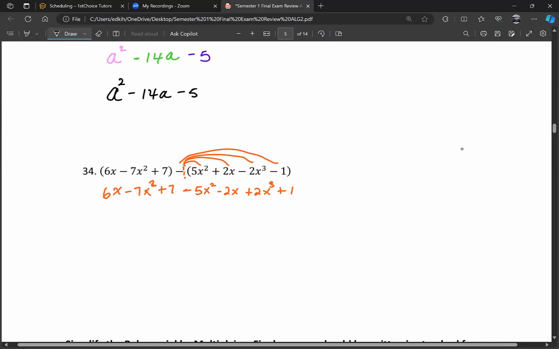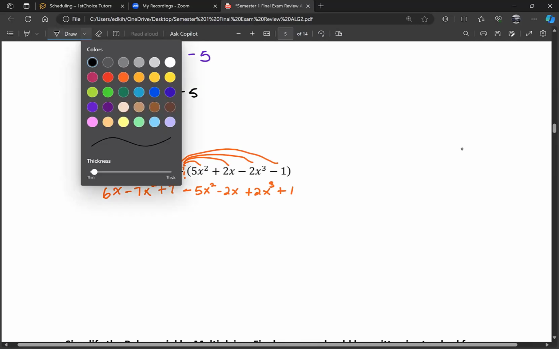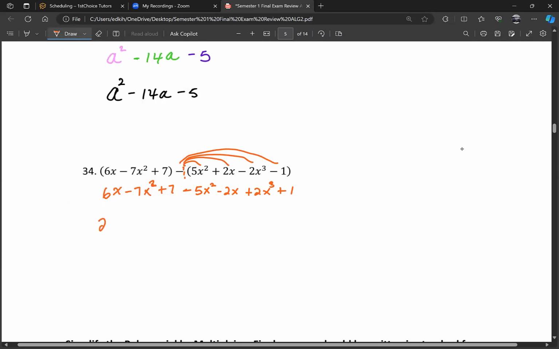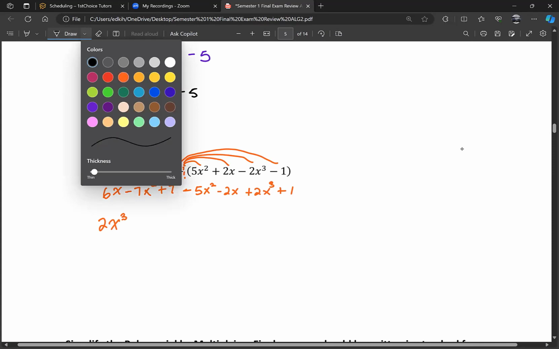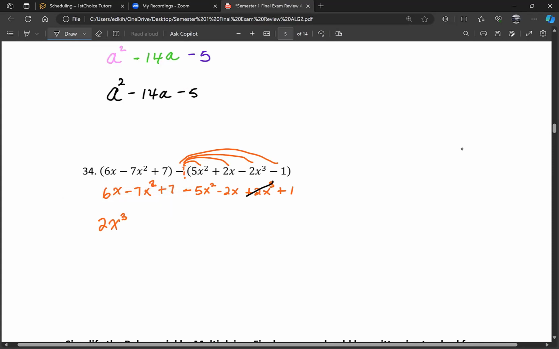Again, remember, just since we have to write this in standard form, why don't we just do it now. We have 2x to the third as our highest degree. So I'm going to write that first, 2x to the third. That means we've taken care of this one. And then the next one on our list is 5x squared. So we have -7x squared. Sorry, -7x squared minus 5x squared. That's a -12x squared. That covers this one and that one.